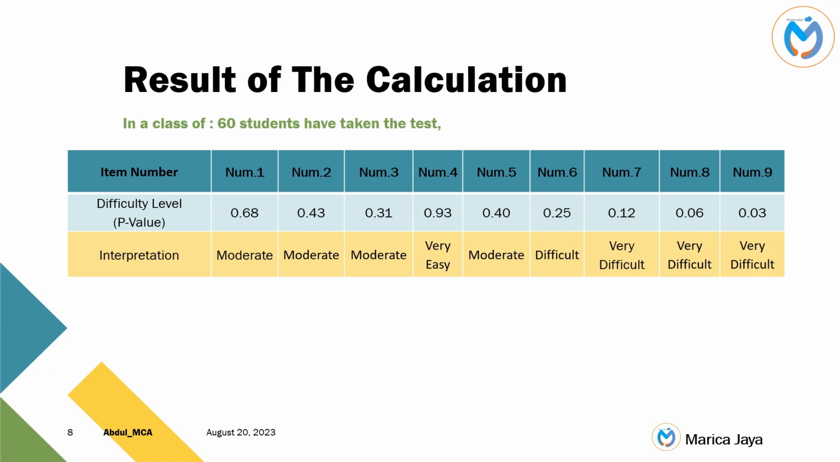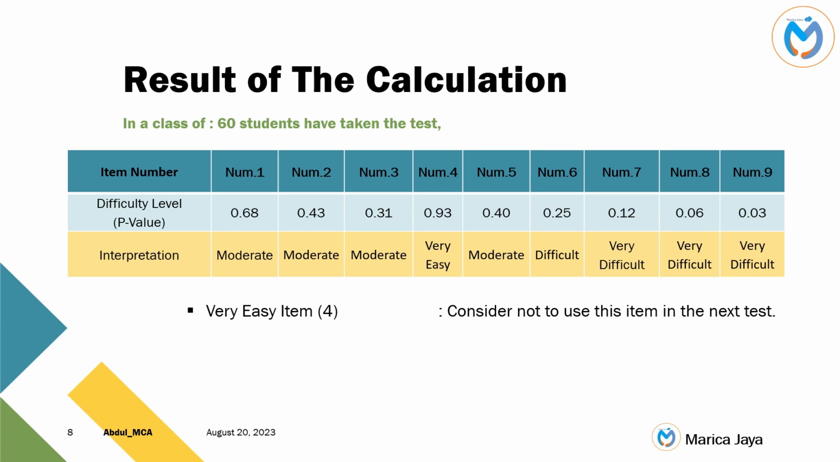Item number 5 has the p-value of 0.40, so the item is categorized as a moderate item. Item number 6 has the p-value of 0.25, so the item is categorized as a difficult item. Items number 7, 8, and 9 have the p-values of 0.12, 0.06, and 0.03 respectively, so these items are categorized as very difficult items.